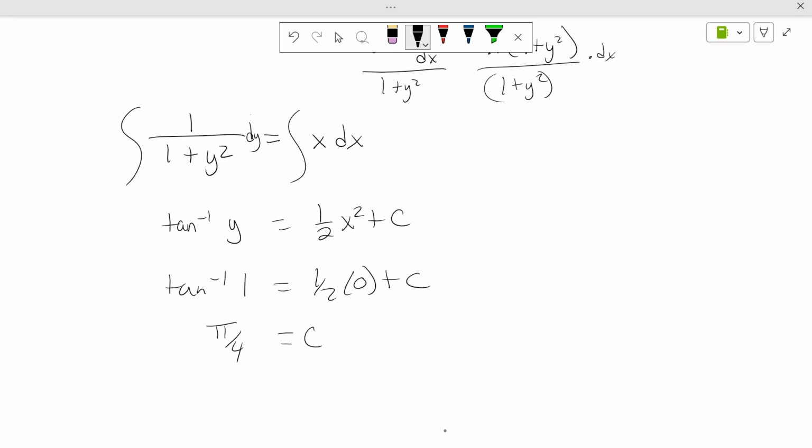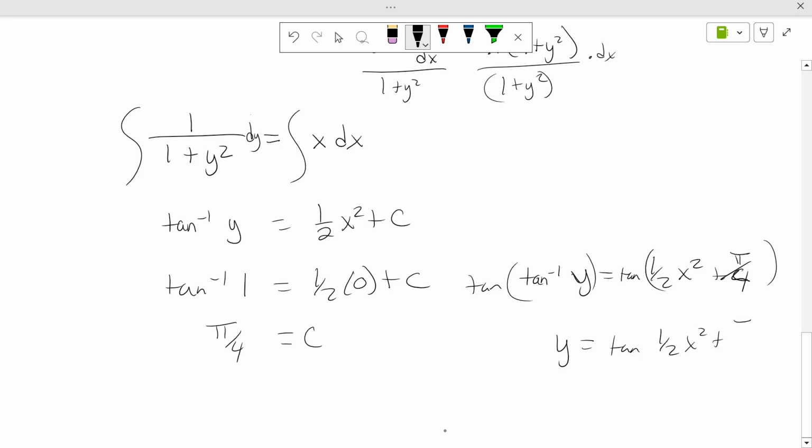So then you have the inverse tangent of y equals 1/2 of x squared plus c, plus pi over 4, because c is pi over 4. So you take the regular tangent of both sides. So y equals the tangent of 1/2 x squared plus pi over 4, which is choice C. Nope, choice B. Choice B.